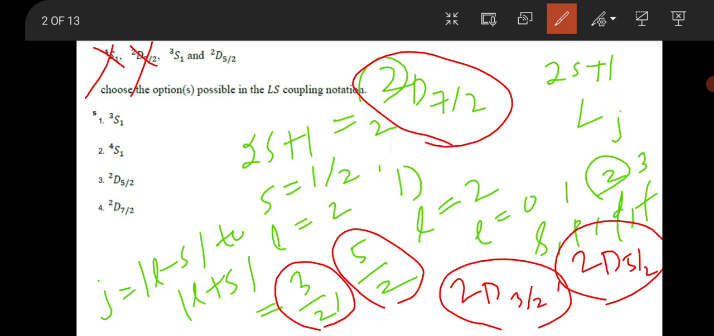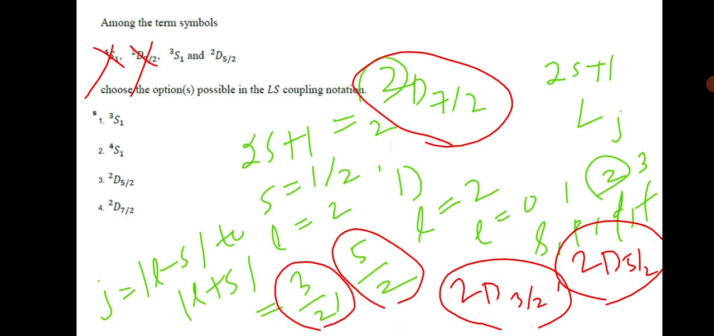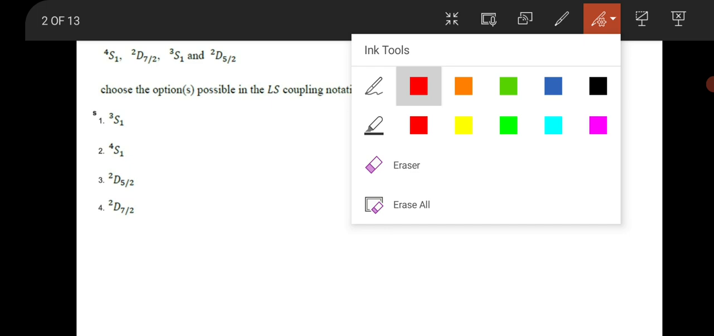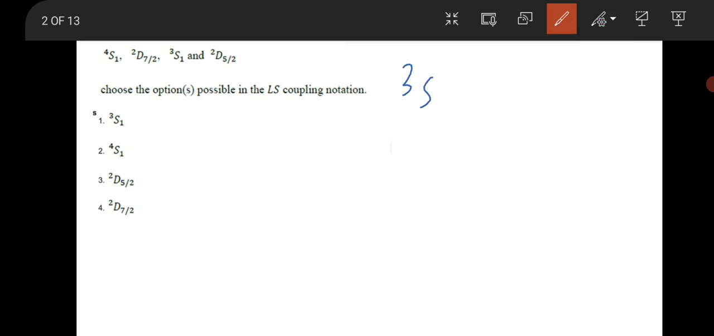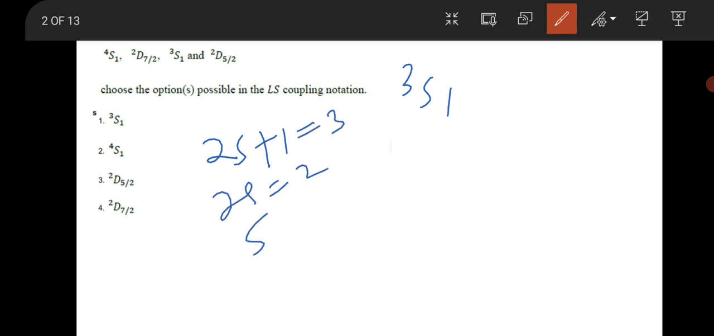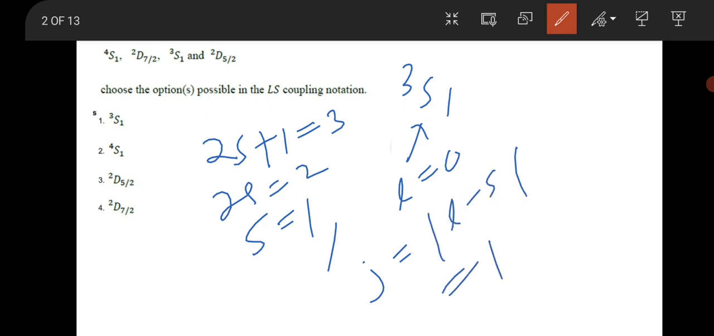Next see 3S1. Similarly for 3S1, 2S+1 is 3, or 2S is 2, and spin S is equal to 1. For the S state, L equals 0. So the J value will be the modulus of L minus S, so it will be 1. So the possible term symbol will be 3S1. So 3S1 is a possible term symbol as per LS coupling.